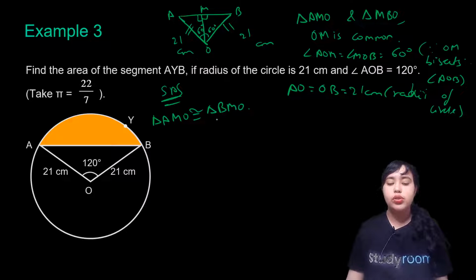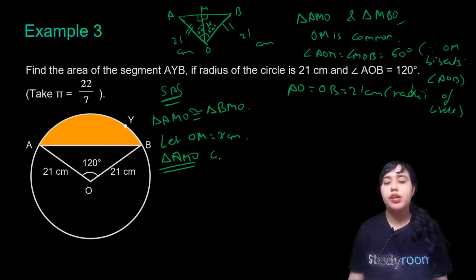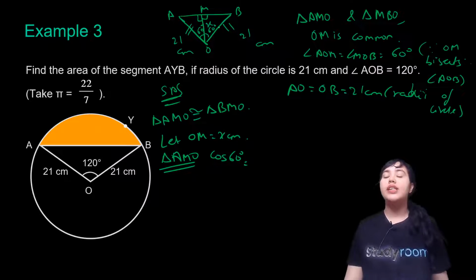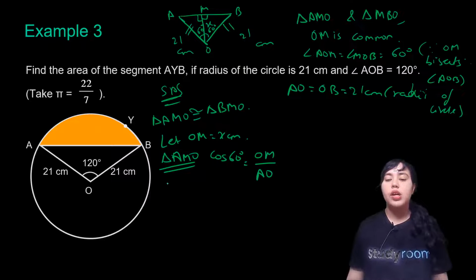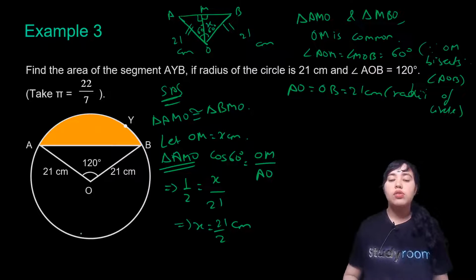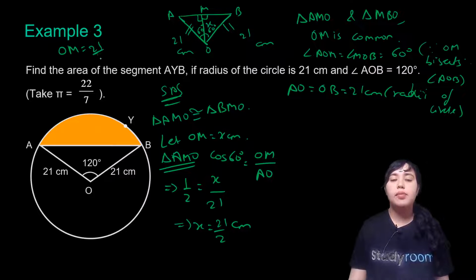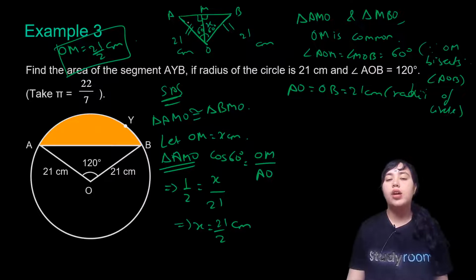Okay, now let me take this OM to be X centimeters. So let OM be equal to X centimeters. Now your focus should be on triangle AMO. If you make use of cos 60 degrees over here, what will you get? What is cos, by the way? It is the adjacent side upon the hypotenuse. Here, the adjacent side is OM, and the hypotenuse, the side opposite the right angle, is AO. Cos 60 degrees is 1/2. OM we took to be X, and AO is 21 centimeters. So from this you get X as 21/2 centimeters, which gives you OM as 21/2 centimeters.